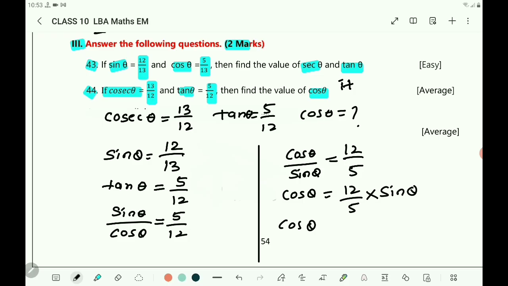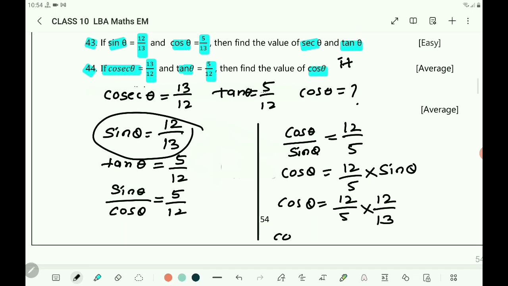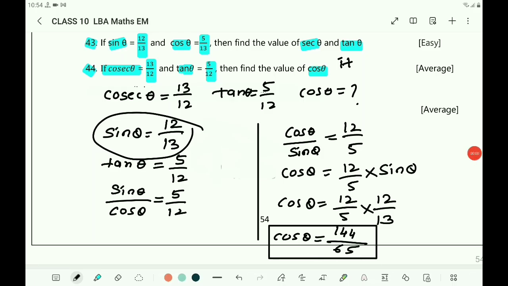Then cos theta is equal to 12 by 5 into sin theta, which is 12 by 13. Therefore, cos theta is equal to 12 into 12 is 144 by 5 into 13, 13 fives are 65. So cos theta is equal to 144 by 65.